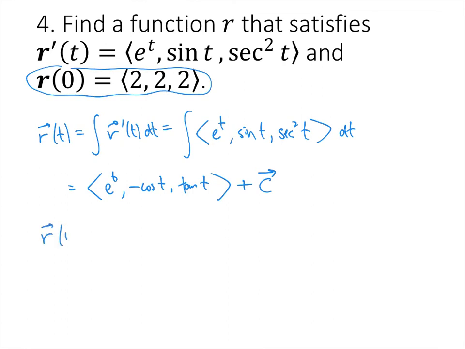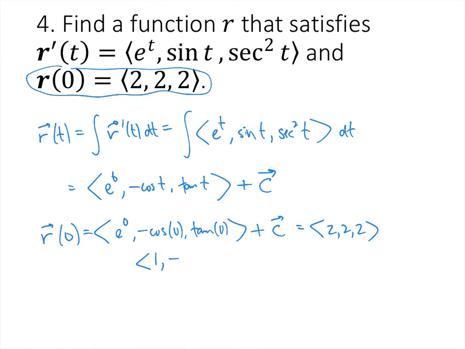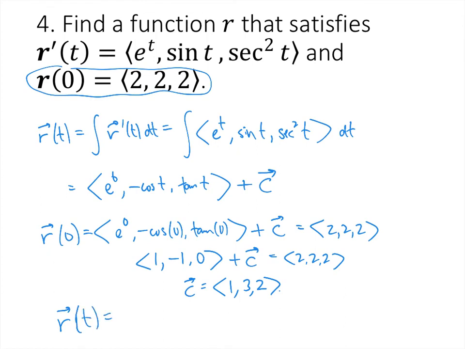So from our formula, we know that r of 0 is going to be e to the 0, negative cosine of 0, tangent of 0, plus that mysterious vector c, but we know that that's supposed to equal 2, 2, 2. E to the 0 is 1, cosine of 0 is 1, tangent of 0 is 0. Subtract 1, negative 1, 0 from both sides, and that gets us that c is 1, 3, 2. So that means that my vector-valued function r of t is e to the t plus 1, negative cosine of t plus 3, and tangent of t plus 2.